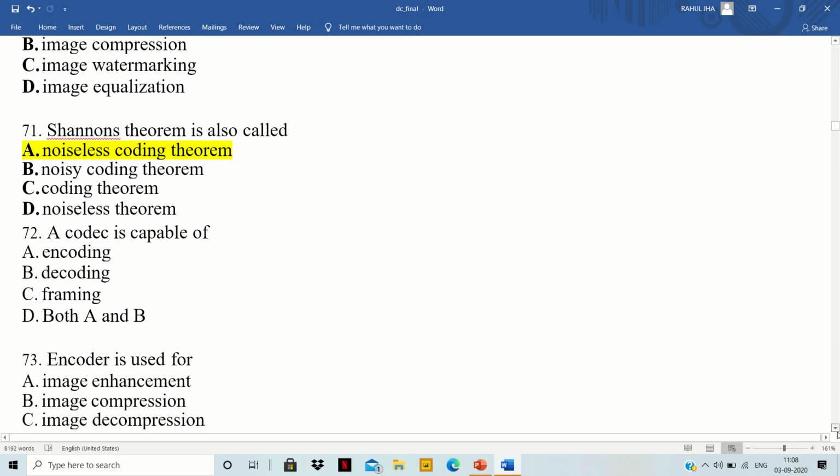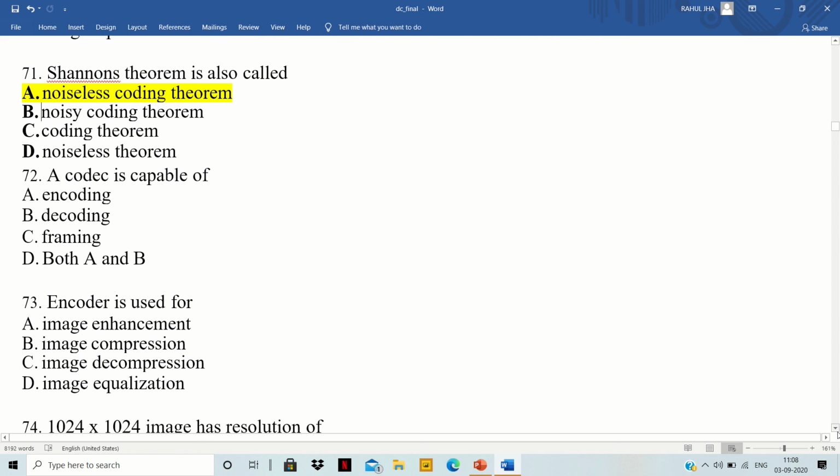A codec is capable of: A, encoding; B, decoding; C, framing; D, both A and B. A codec is capable of both A and B, because why do we use a codec? A codec is basically an algorithm which we use for compressing and decompressing the data. So we can encode our data, we can decode our data, and finally we compress and decompress the data.